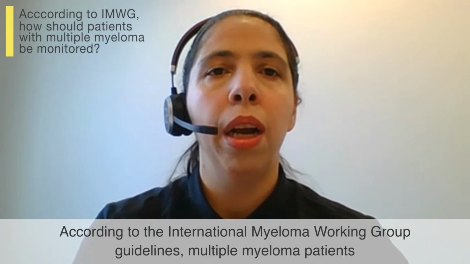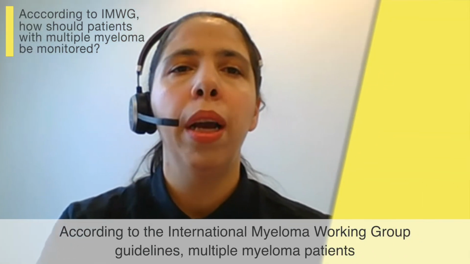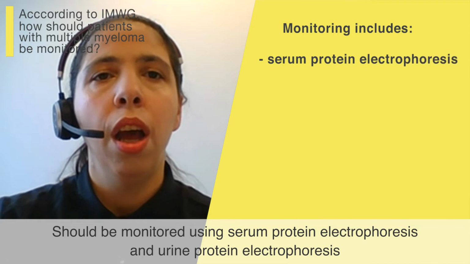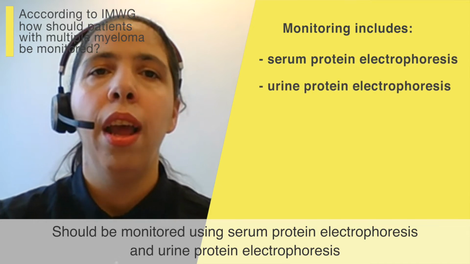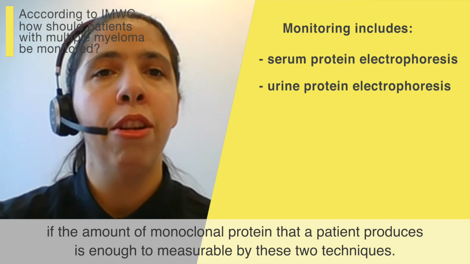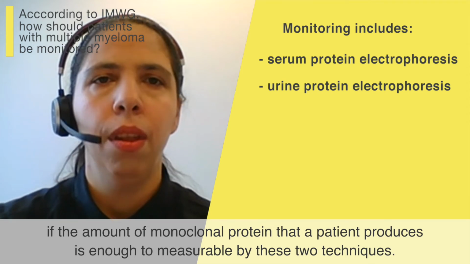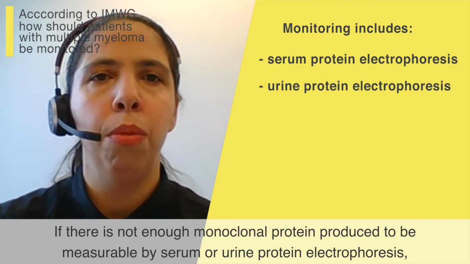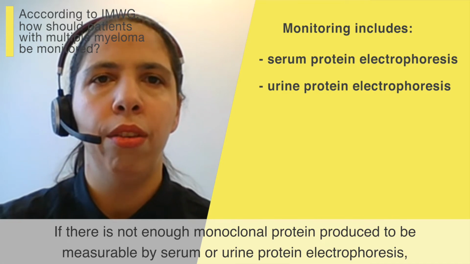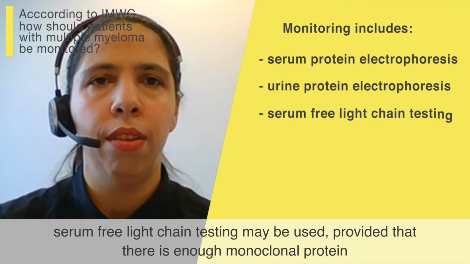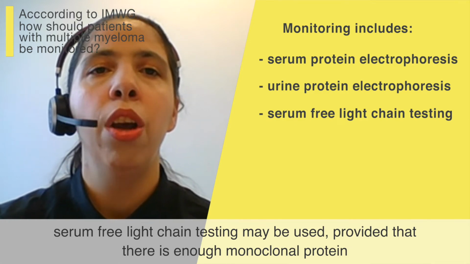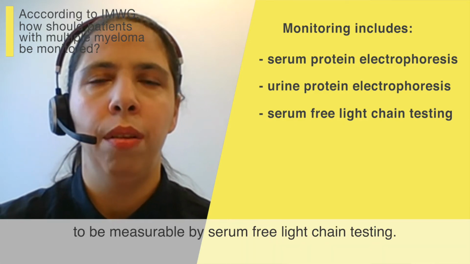According to the International Myeloma Working Group guidelines, multiple myeloma patients should be monitored using serum protein electrophoresis and urine protein electrophoresis if the amount of monoclonal protein that a patient produces is enough to be measurable by these two techniques. If there is not enough monoclonal protein produced to be measurable by serum protein electrophoresis and urine protein electrophoresis, serum free light chain testing may be used, again provided that there is enough monoclonal protein to be measurable by serum free light chain testing.